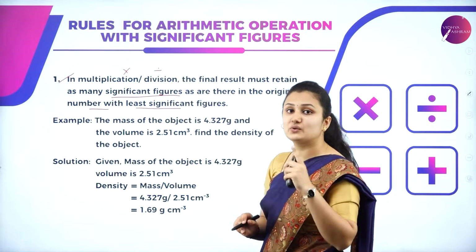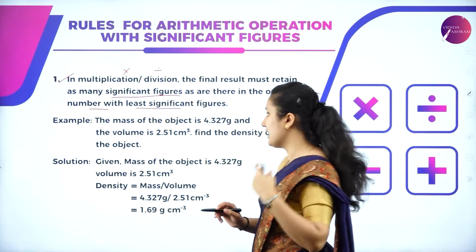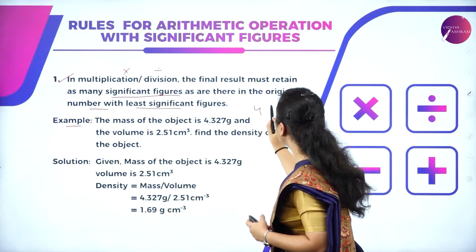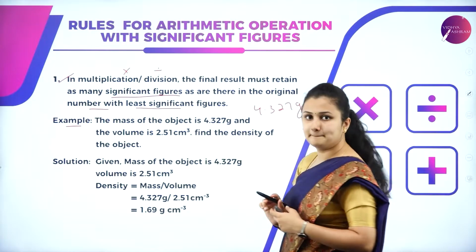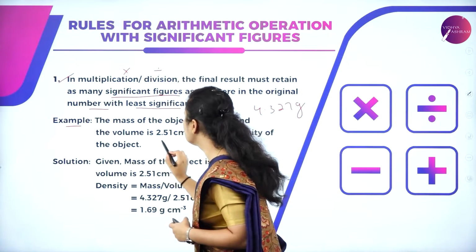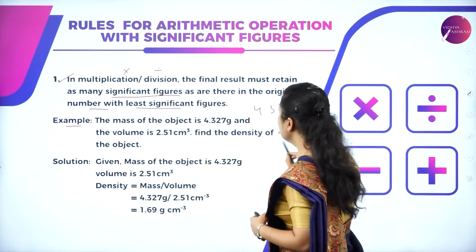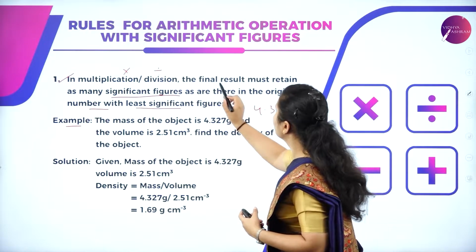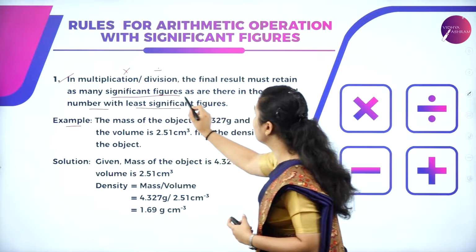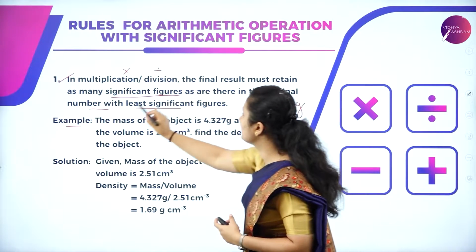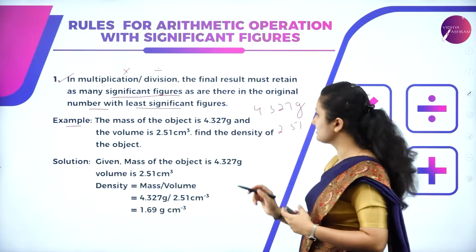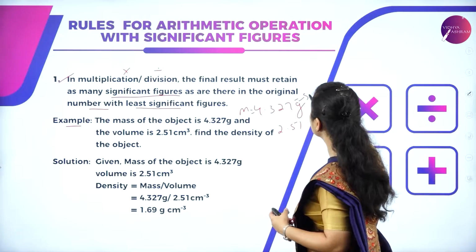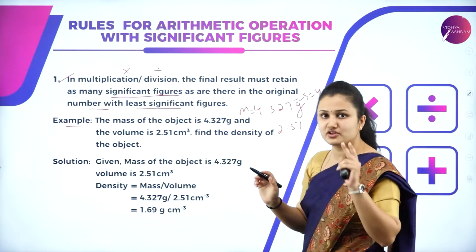Let us try to understand this more clearly with an example. Example 1. The mass of the object is 4.327 gram. It's in gram. And the volume is 2.51 centimeter cube. Find the density of the object. The final result must retain as many significant figures as are there in the original number with least significant figures. So the mass of the object has 4 significant figures.